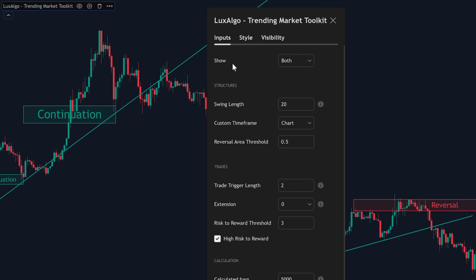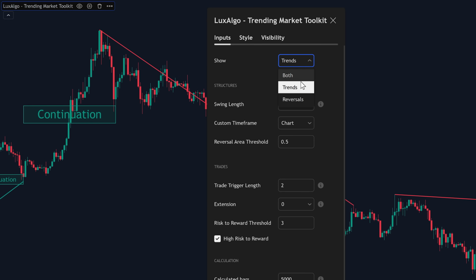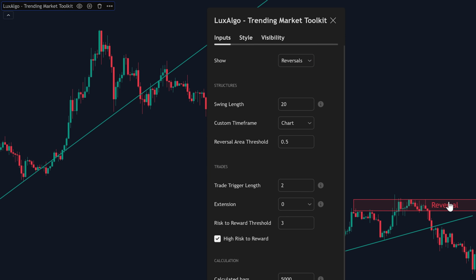Let's go over the indicator settings. In the input settings, the first option is Show. If you set Show to both, the indicator looks for both trend continuation signals and trend reversal signals. If you set Show to Trends, the indicator focuses only on trend continuation signals. If you set Show to Reversals, the indicator looks only for trend reversal signals. For our trade setup, I won't use both. Instead, I'll switch between trends and reversals to keep the chart cleaner.